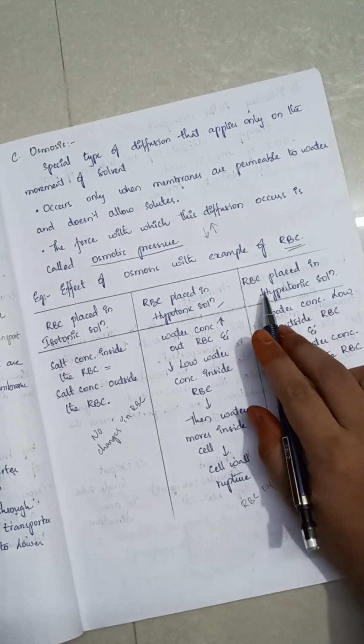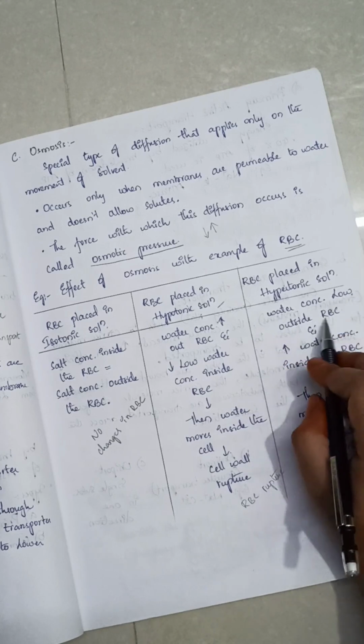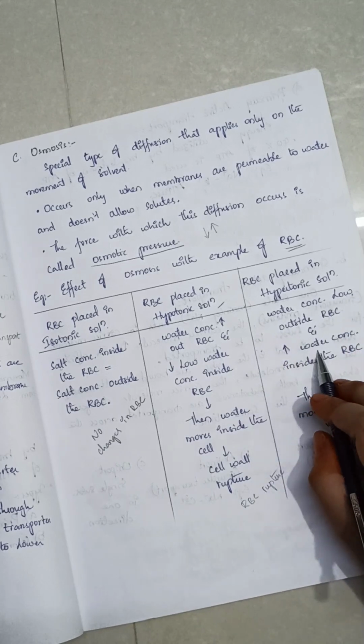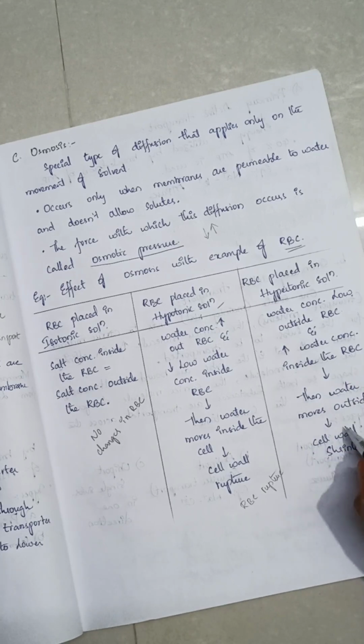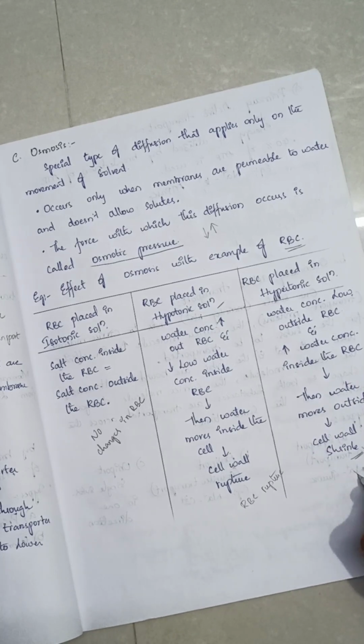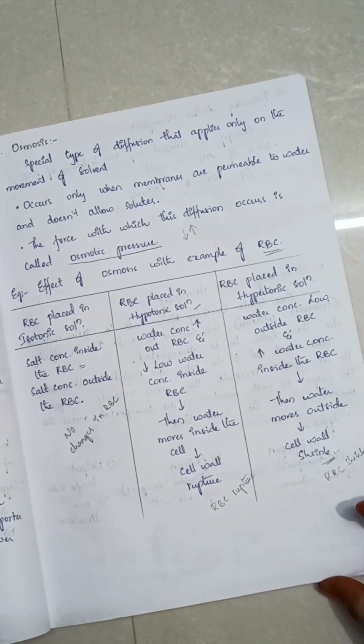Here what happens if an RBC is placed in hypertonic solution: water concentration is low outside the RBC and high water concentration inside the RBC, so the water moves outside and the cell sinks, so the RBC shrinks. Okay, this is an example of osmosis.